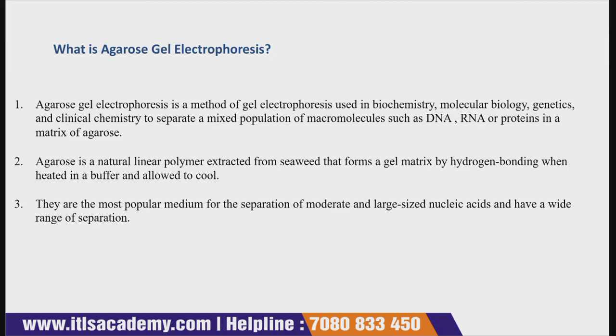What is agarose? Agarose is a natural linear polymer that is extracted from seaweed and forms a gel matrix by hydrogen bonding when heated in a buffer and allowed to cool. So what is agarose? It is a natural linear polymer that is extracted from seaweed. From where is it extracted? From the seaweed, and it forms a gel matrix. And how does it form a gel matrix? By hydrogen bonding when it is heated in a buffer and further allowed to cool.